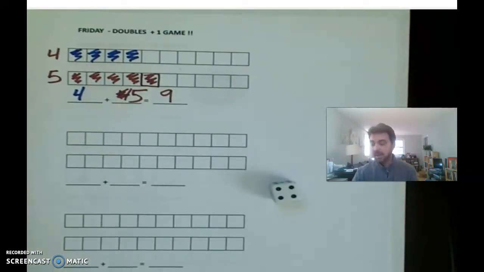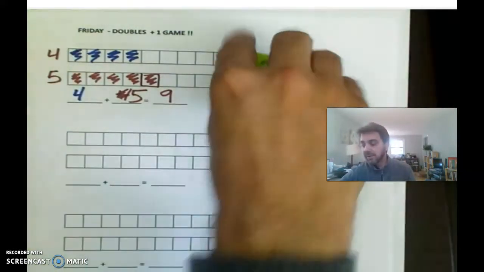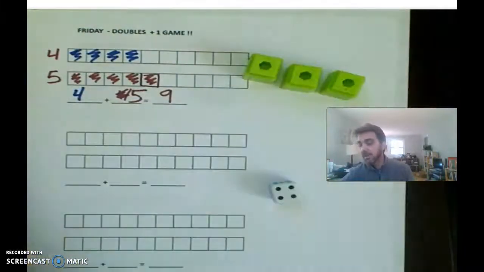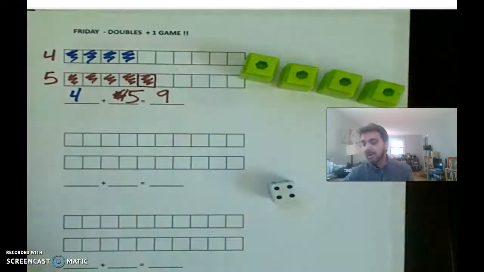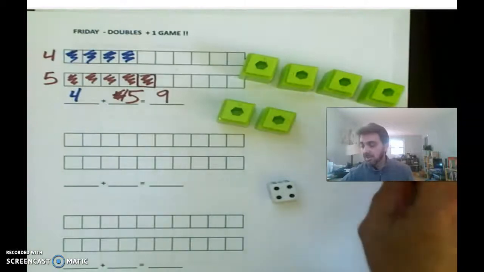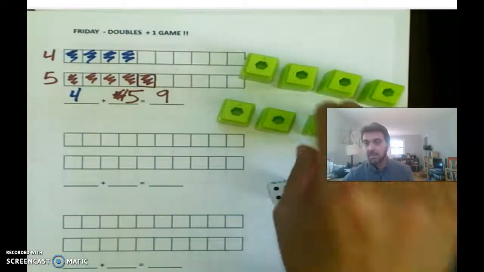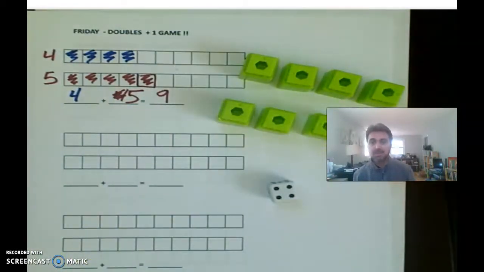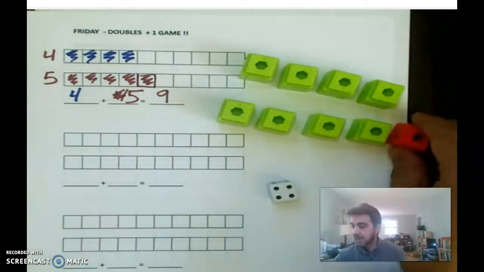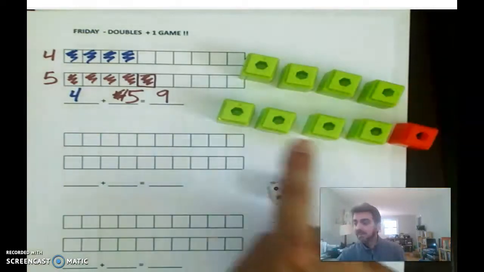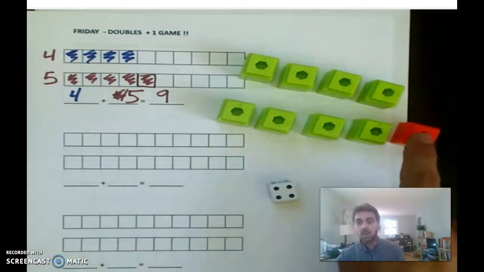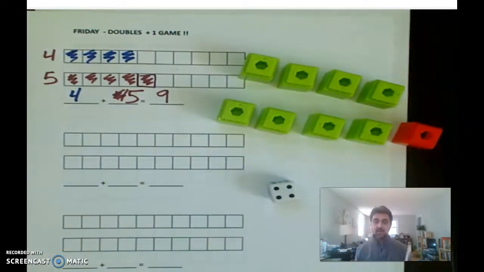You can always use, if you prefer, boys and girls, if it helps you, you can also use your connecting cubes. So you could pull these out, and you could do 4, and then you could do 4 more. Oops. Right? Oh, am I in the way? Sorry, I'm always, Mr. McAndrew, always in the way. Right, and you could do 4 more, and you could add this one right here. So you've got 4 plus 5 is the same as 4 plus 4 plus 1 more. Okay, so that's the idea that we're trying to get at.